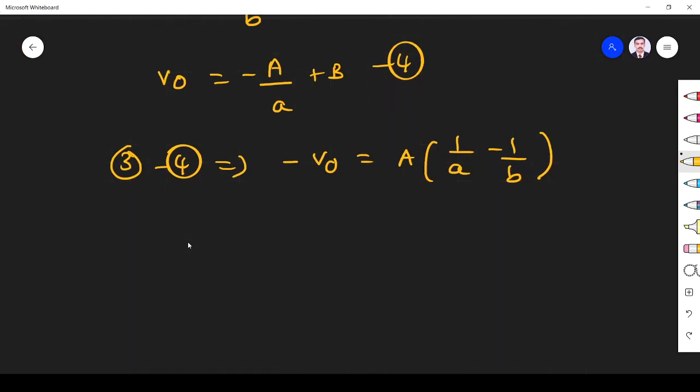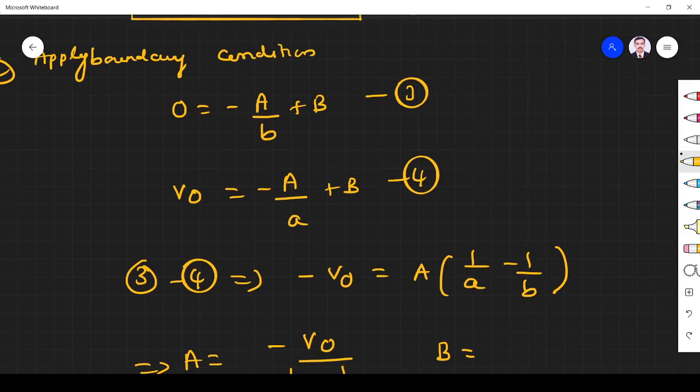This implies a is equal to minus V naught divided by 1 by a minus 1 by b. Similarly, what about b? We know that from this equation, b is equal to plus a by b.